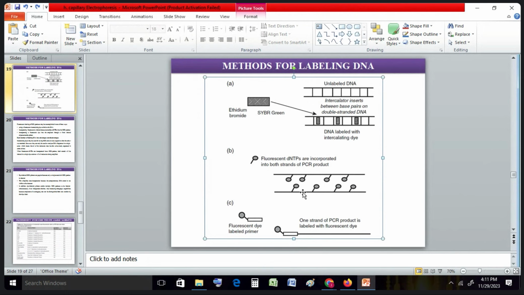Only the primer part is labeled. Take an example of a 500 base pair amplified product: only the 30 base pair primer is labeled. But the other newly synthesized product has no labeling. So among the product, maybe only 20% or 10% of the nucleotides get labeled. So the intensity of the labeling is much less, but the specificity is very high. That's why it is very popular.